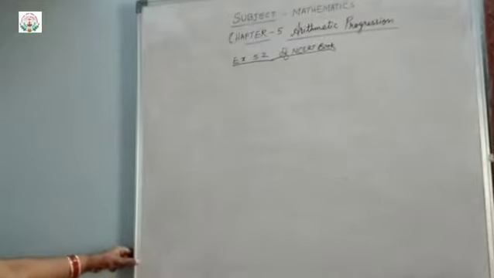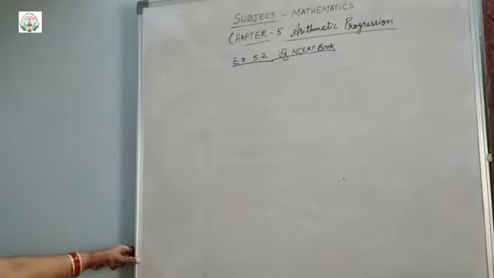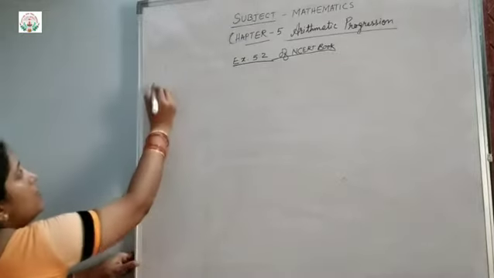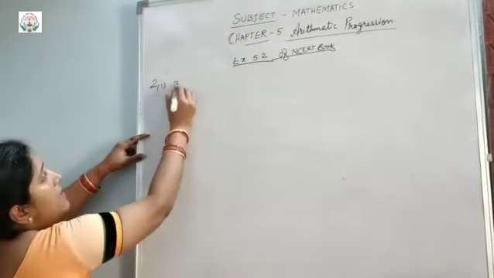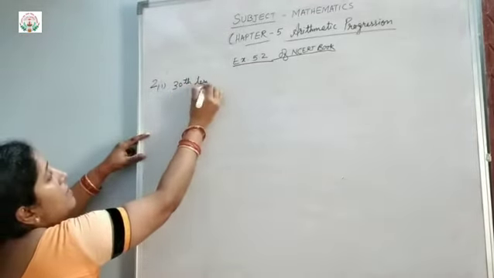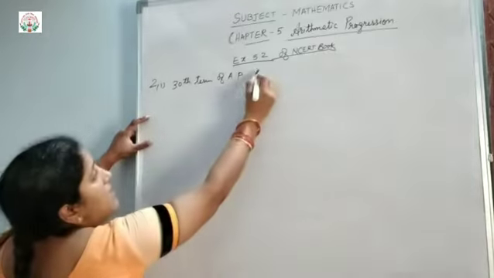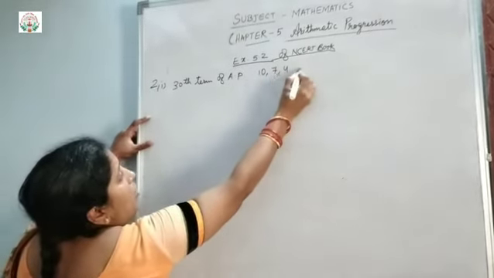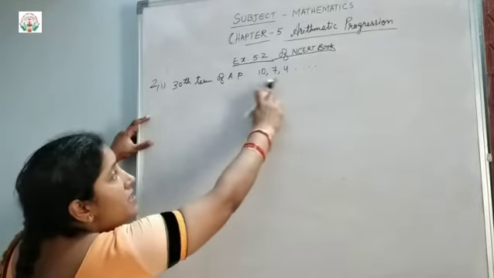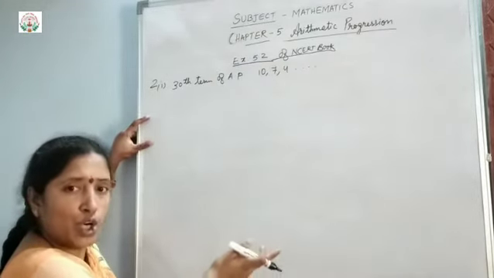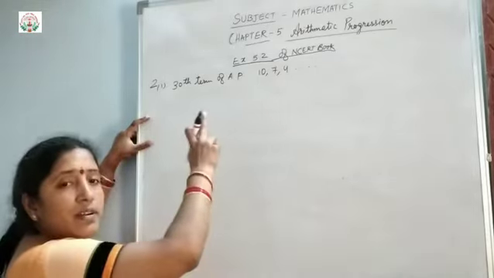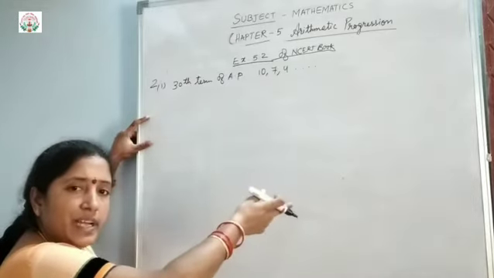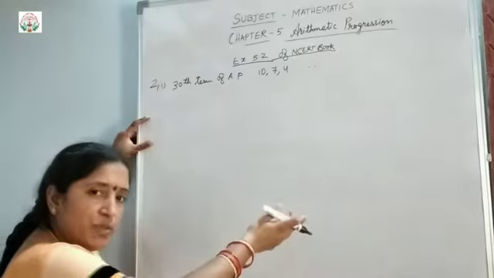Question number 2 is given as, choose the correct choice in the following and justify. So the first question is the 30th term of the AP. What is the series? 10, 7, 4 and so on. Seeing these numbers in the series, we can understand it is in descending order. That means the common difference will definitely be negative, because when the series is in descending order, the common difference will be negative. If it is in ascending order, the common difference will be positive.